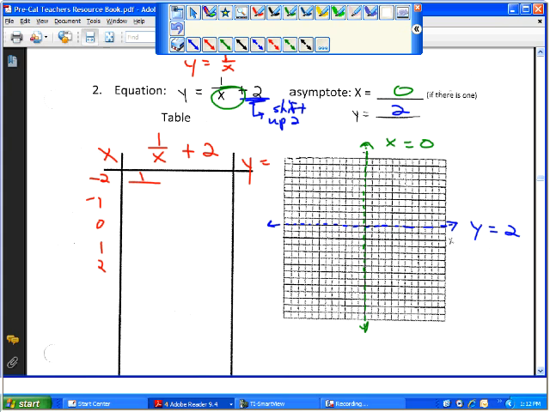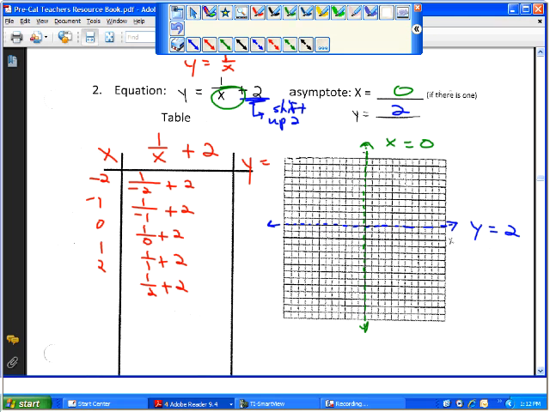So if I plug those in, I'm going to have 1 over -2 plus 2. 1 over -1 plus 2. 1 over 0 plus 2. 1 over 1 plus 2. 1 over 2 plus 2. Oh, yippee, we have lots of fractions. We're going to have a lot of fractions with this, okay? So we just have to deal with them.